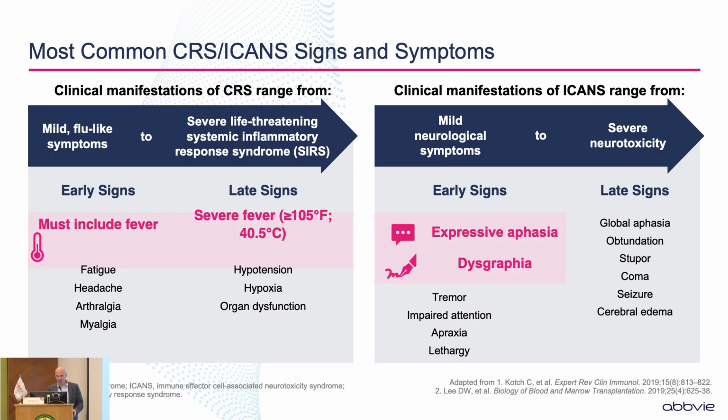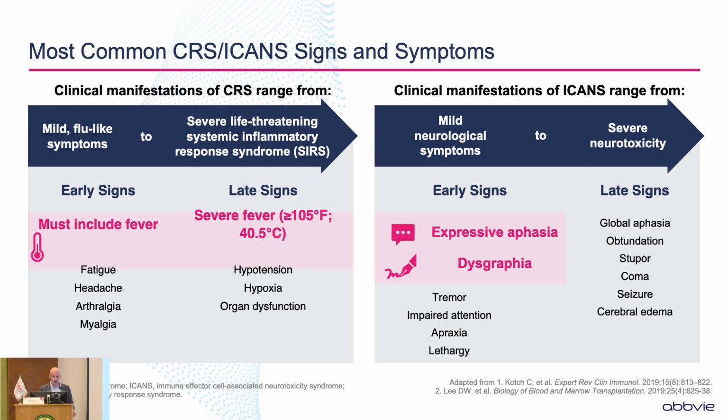Okay, so by way of introduction, and I'm sure that a lot of you in this room are familiar with this, but I'm just going to talk briefly through what CRS and ICANS are before we go into them in more detail. So cytokine release syndrome is an immunological phenomenon associated with T-cell engaging or T-cell activating agents that is characterized by a hyper-inflammatory type physiological process. It universally includes fever, so you can't diagnose a patient with cytokine release syndrome if they're not febrile. And in its later stages includes symptoms such as hypotension, hypoxia, and organ dysfunction.